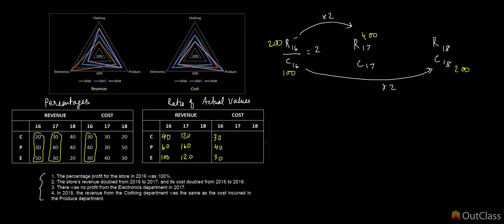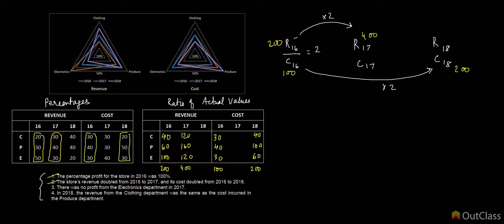Cost 18 is also 200 on the assumption that cost 16 is 100. So I'll write those numbers down as well. 100, 200, 400. Cost 18 is 200. So everything doubles. It becomes 40, 100, 60. I've basically used clues 1 and 2. I still have to run through clues 3 and 4.